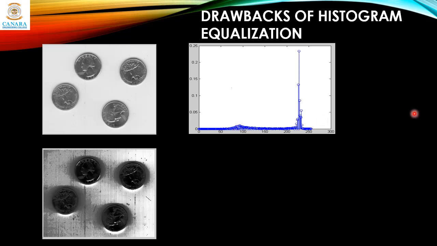Now if you perform histogram equalization on this image, this is the result. You can see it has made the image worse. The original image was much better than the equalized image. So this is the problem with histogram equalization. It may not work on all images.